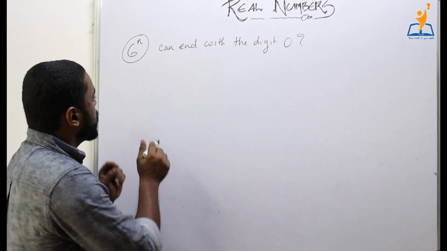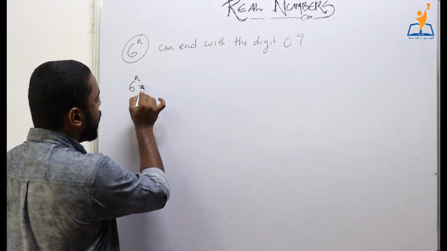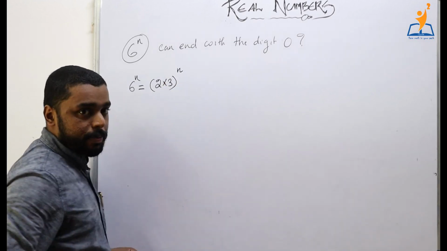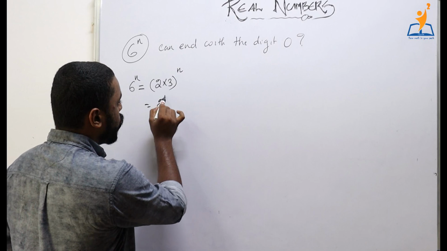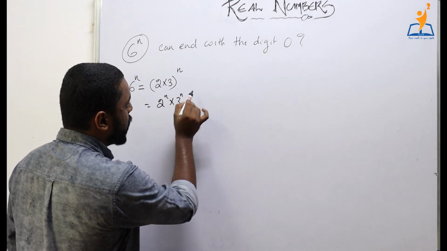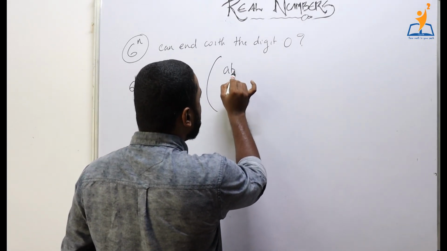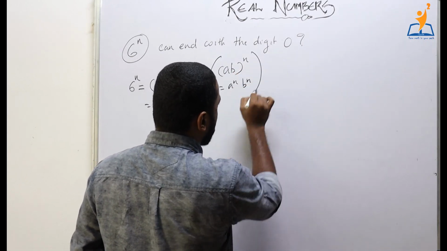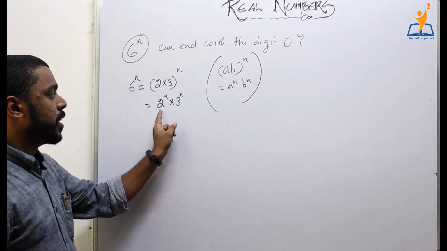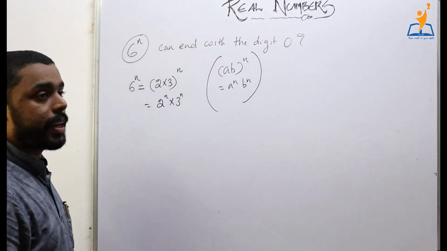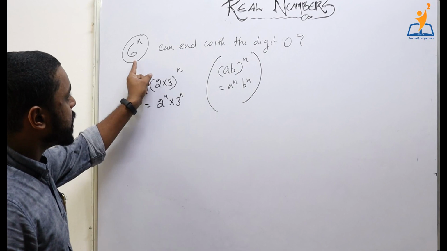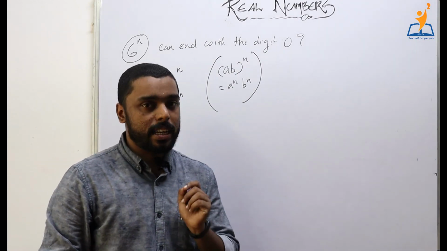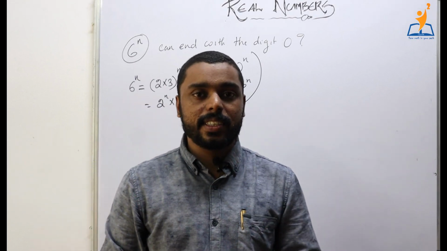Now 6 raised to n can be expressed as (2 into 3) the whole raised to n, so it is equal to 2 raised to n into 3 raised to n, since we know that (a b) the whole raised to n is equal to a raised to n into b raised to n. Suppose that 6 raised to n can end with the digit 0. That is, 6 raised to n is a number which ends with the digit 0.